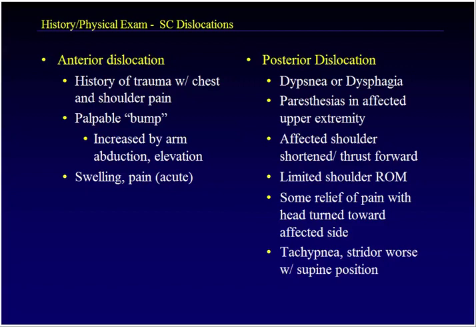swelling. Posterior dislocations can present with either dyspnea or dysphagia, due to the fact that the medial end of the clavicle is now impinging on the mediastinal structures. They also can have paresthesias in the affected upper extremity due to the close correlation with the brachial plexus and vascular structures. The affected shoulder will be shortened and thrust forward. The patients will have limited shoulder range of motion. They often will get relief of pain if you turn their head toward the affected side. And again, they can have significant pulmonary complications related to this injury.